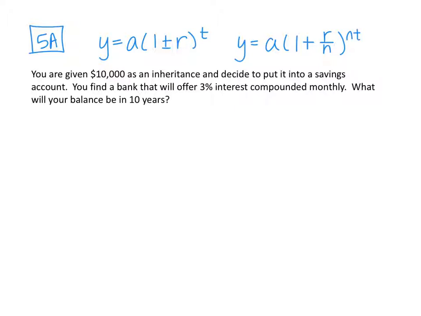The difference between these two formulas is the n, and the n represents the number of times per year that the interest is being compounded. So this says compounded monthly. That means every month, which is 12 times per year, the interest is going to be added on to the amount. So what will your balance be in 10 years?